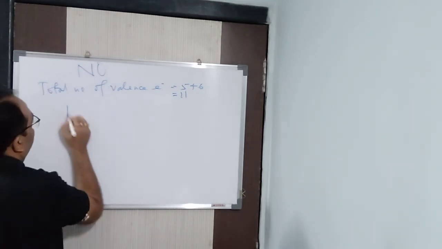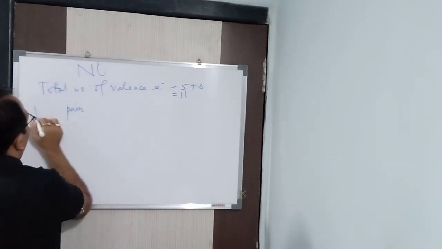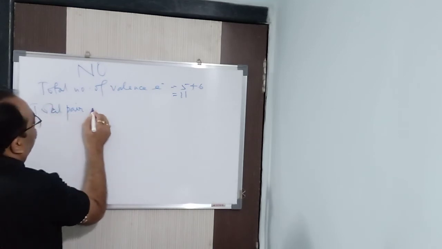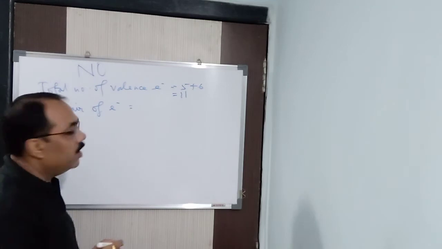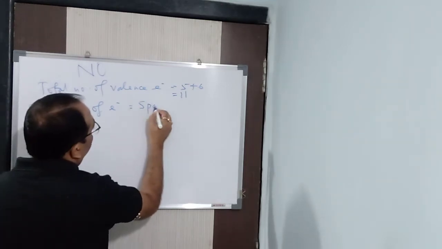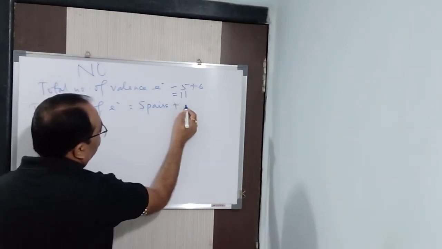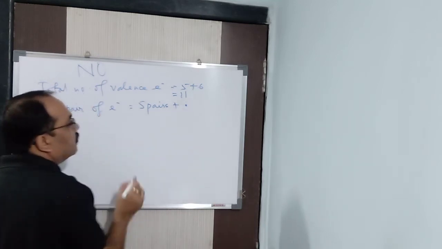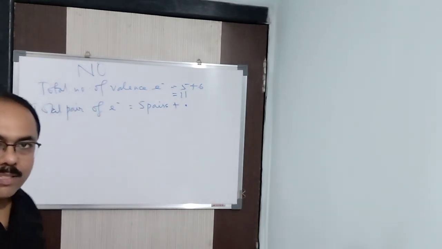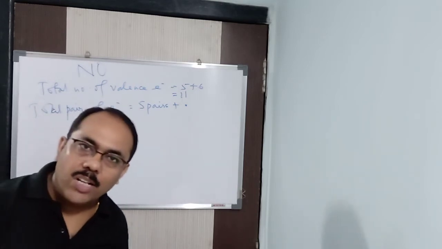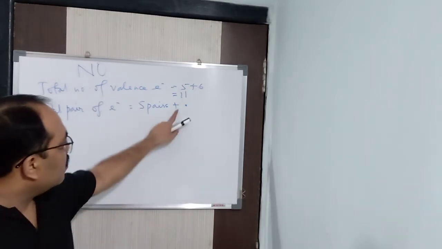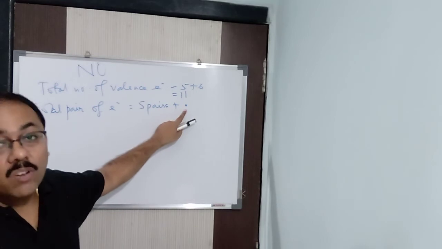Now see the pairs of electrons. Total pairs: 11 by 2 means 5.5. So it is 5 pairs plus 1 dot, meaning 1 electron is left. Will you write 5.5? No. It is 5 pairs plus 1 dot. So it is an odd electron species. This is what is called an odd electron molecule.